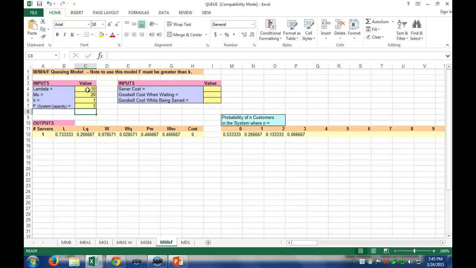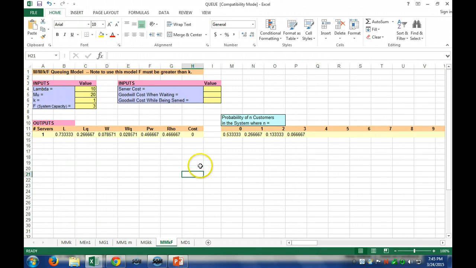This one tells me there's an average of 0.73 customers in my system, an average of 0.26 customers on hold. We're spending 0.07 hours in the system, 0.02 hours waiting in line. The probability that my appointment secretary is busy is 46% of the time. Probability someone must wait is 46% of the time.